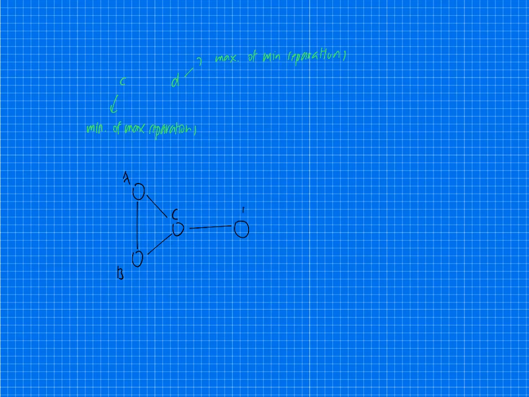I'll create a simple graph. Okay, let's calculate what C and D would be for this simple graph. To calculate C and D, we need to calculate max separations. So we do it for A. What's the max separation for A? Well, A is furthest away from D, and they're separated by a path of length 2. So max separation is 2.